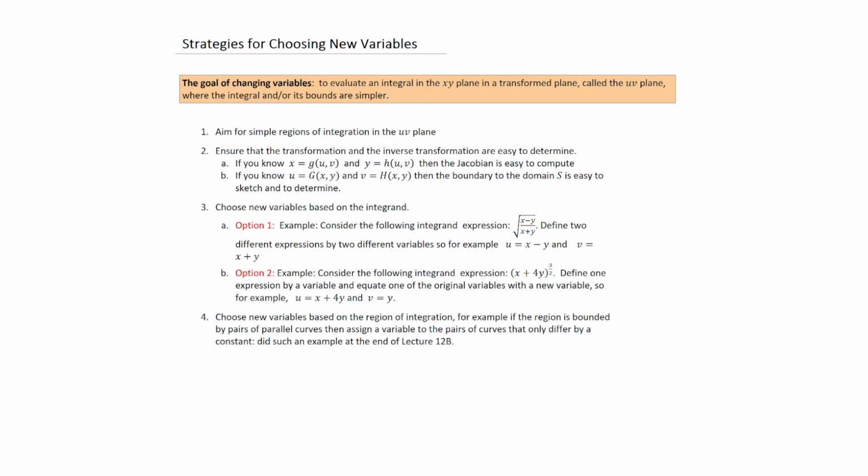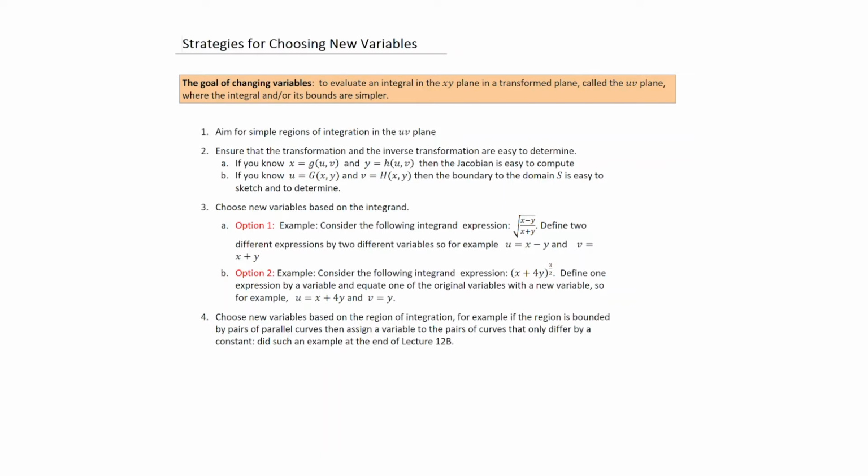That's another option. And so I give you two examples here in terms of how this could be done. Option one is to consider an integrand expression that's shown, which is the square root of x minus y divided by x plus y. What we do here is to define two different expressions by two different variables. So for example, u can represent x minus y, which is the numerator term, and v can represent x plus y, which is the denominator term. So this is just an example of how things could be done. It doesn't necessarily have to be done this way, but it seems logical to try that because the final expression looks a lot easier, for the integrand at least.